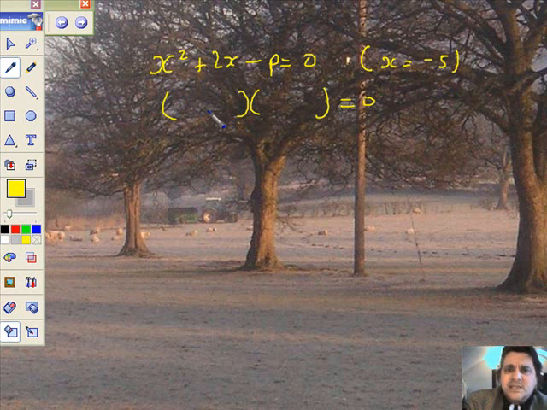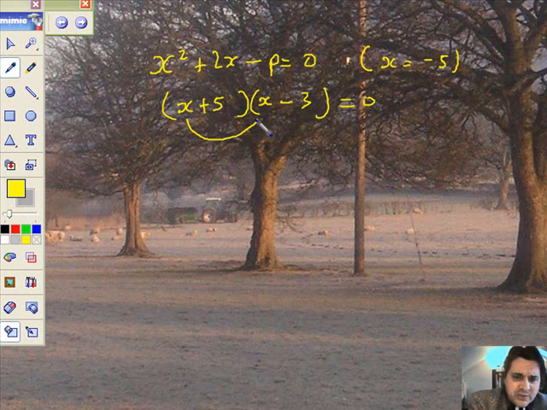I know one of the answers is minus 5, so within this bracket it must be x plus 5, and x times x makes x squared, and the trick is 5 times something is going to make this mystery number, minus p, or just p then. And in order to get 2x, I've got to have minus 3 at the end. Let's just multiply this out to be sure.